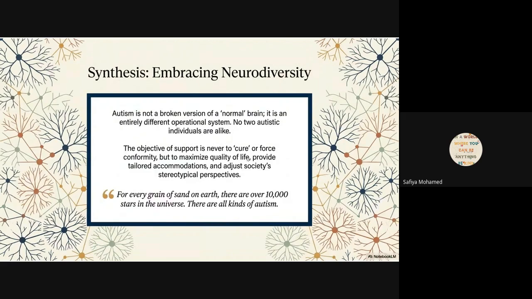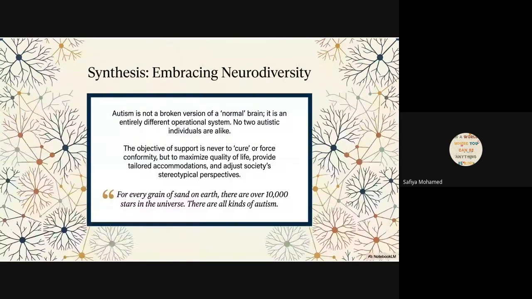All right. So to wrap it up, we say we need to embrace neurodiversity. Neuro, brain, and diversity is obviously a variation of brains, of variations of how people think, of how people process things, of how people use their brain, how they imagine, how they react, how they respond, how they interact with the world. Autism is not a broken version of a normal brain. It is an entirely different operational system.